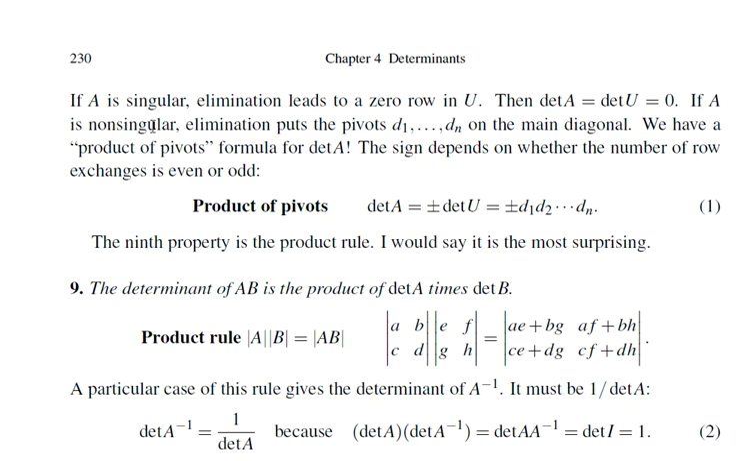If A is non-singular, then elimination puts pivots there, because the rows are not linear combinations of the other rows. As they are not linear combinations, pivots exist, and let the pivots be d1, d2, etc. If it is an n into n matrix, then d1, d2 up till dn exist, and in those cases the determinant A or the determinant U is equal to d1 into d2 into so on up till dn.